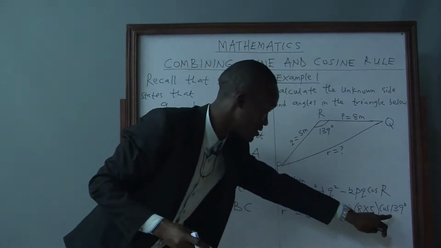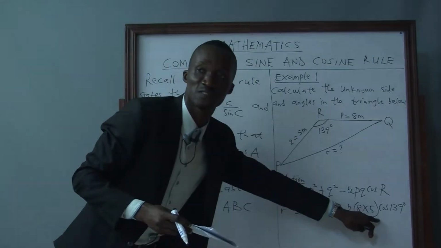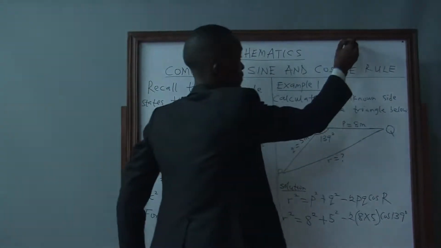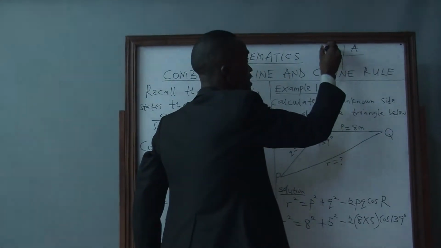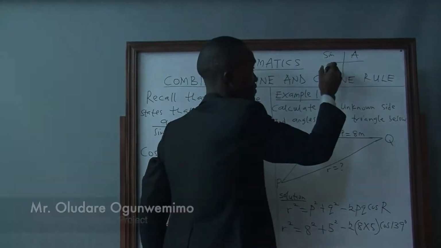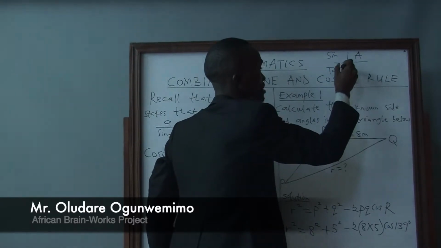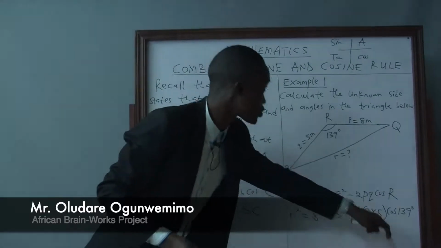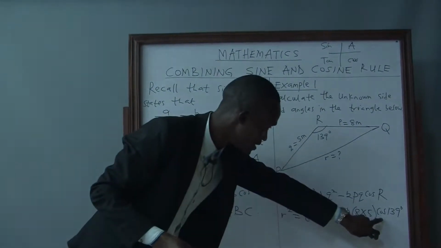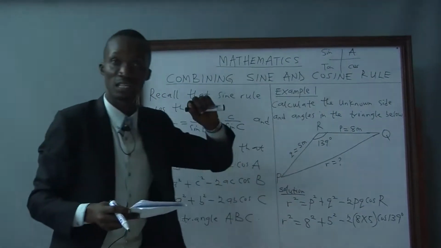139 is from the second quadrant, so cosine carries a negative sign there. From here, this one is first, that is A, all are positive. This one, only sine is positive. Here, only tan is positive. Then here, only cos is positive. So 139 is coming from the second quadrant, and then this cos 139 will carry a negative sign.